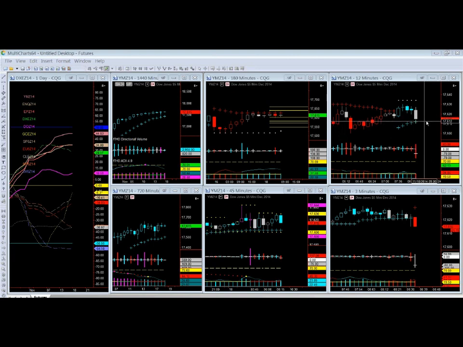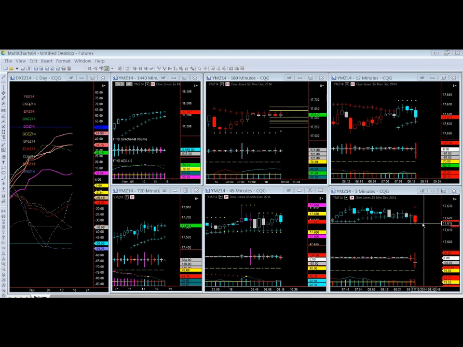It doesn't look like this ATR is going to hold up the Dow this morning. You've got a congestion dot here at 17,616.